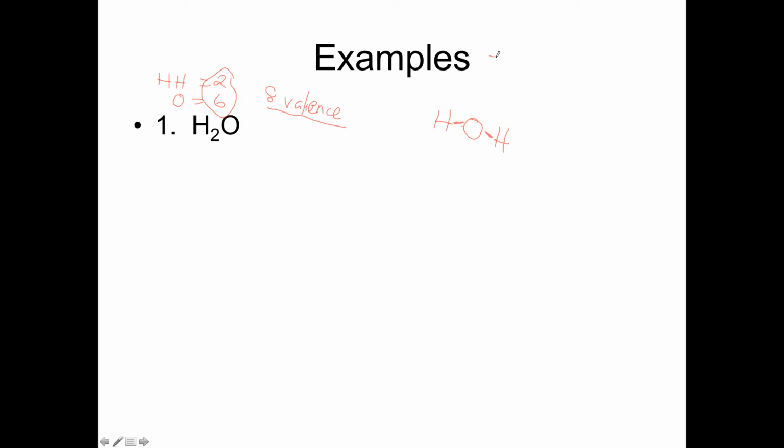Now, each one of those connector lines, each line that you draw, is going to represent 2 valence electrons. Now I know I started with 8. Since I drew 2 connector lines, I've used up 4 of the 8 that I started with, which means that I have 4 valence electrons remaining.